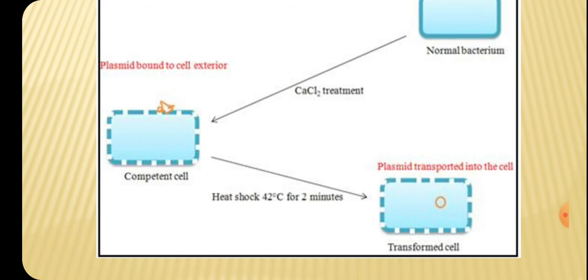Those cells now need to be plated on an antibiotic containing media. The antibiotic resistance property comes from the vector, the plasmid, from the gene which it is carrying.